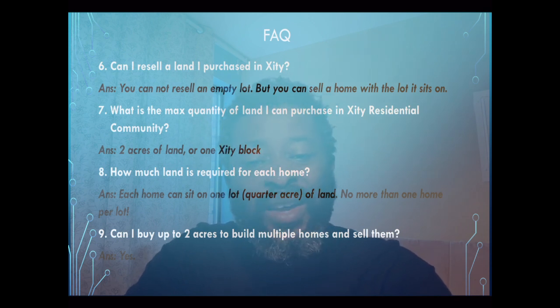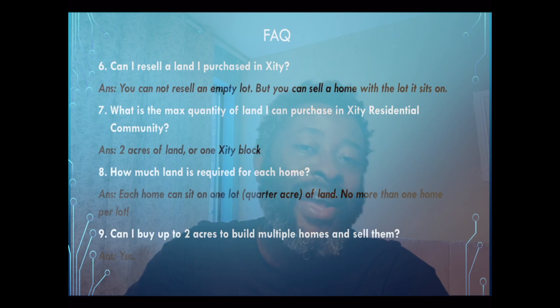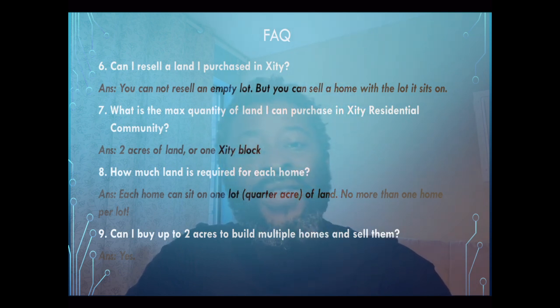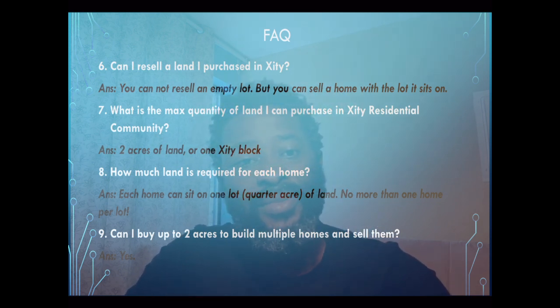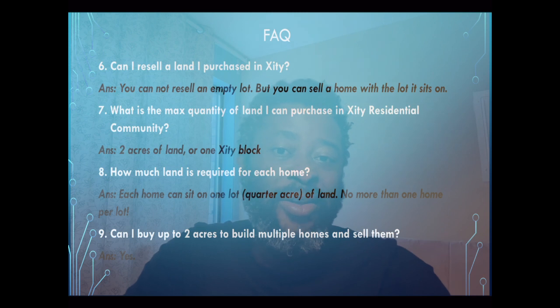Can I buy up to 2 acres to build multiple homes and sell them? The answer is yes. Again, in reference to the initial question about whether you can resell the land. You cannot resell an empty land, but you can make money by buying more than 1 acre, building homes on each of the lots, these approved homes, and then reselling them later in the future, or even now, depending on how fast you acquire your spot in Xity.